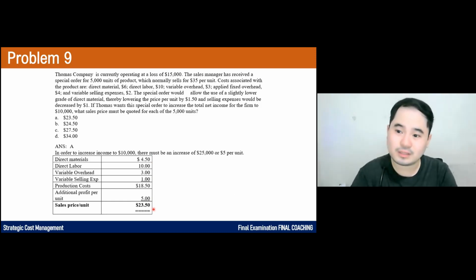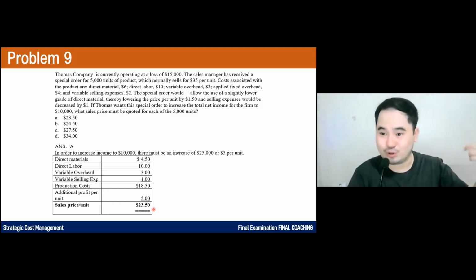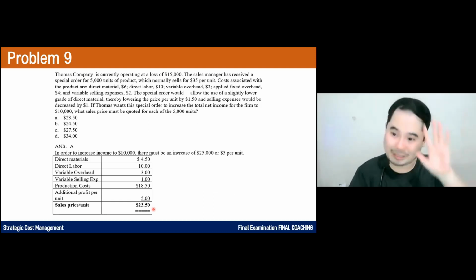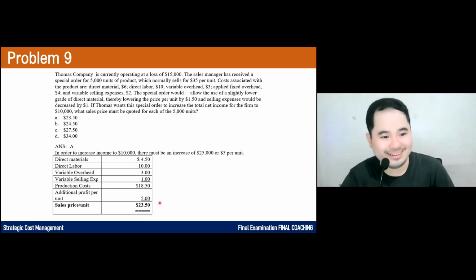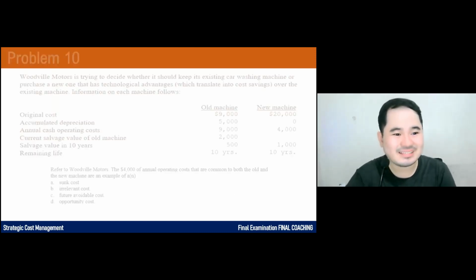Pero check nyo rin, what if mas mababa pa pala yung selling price na kino-quote sa inyo for the special order. Kahit may excess capacity ka, baka mas mataas naman yung variable cost mo kaysa sa mismong selling price. Hindi mo pa rin tatanggapin. Okay? So, endpoint, mag-compute ka pa din. Okay? Ganon. So, problem 10.